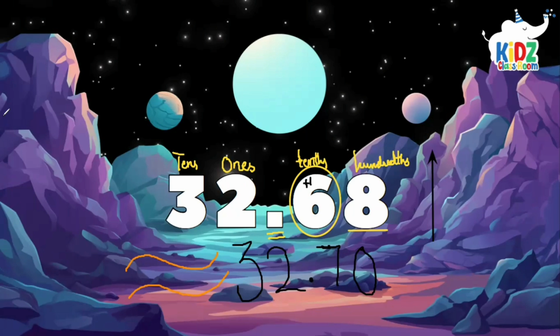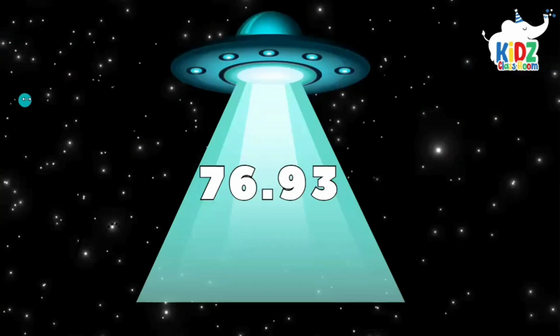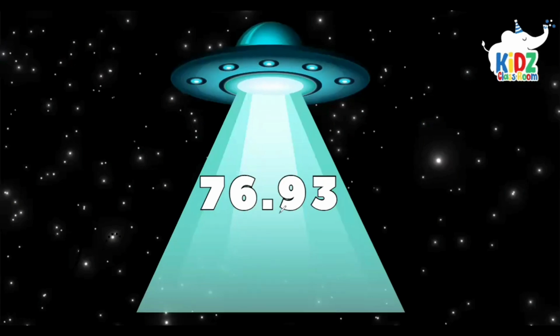So 32.68 when rounded to the nearest tenth is 32.70. So now let's move on and solve another example. Okay, so here is another example: 76.93. We have to round this number to the nearest tenth.